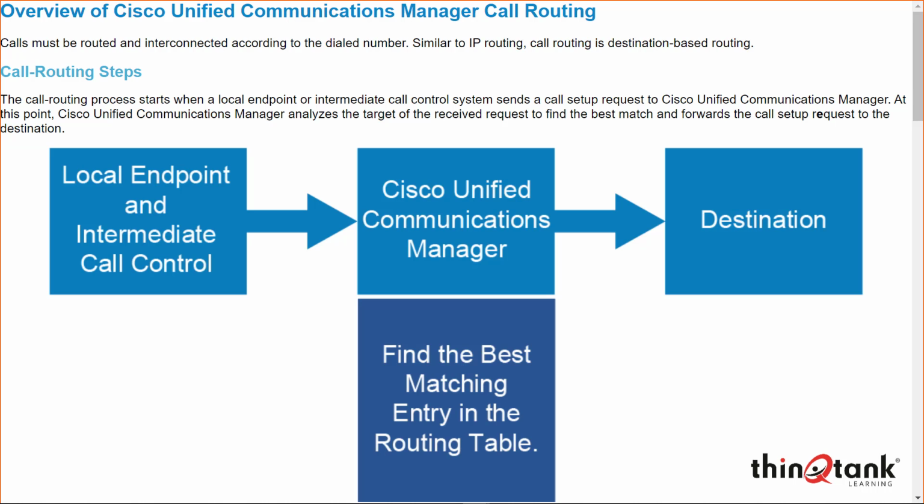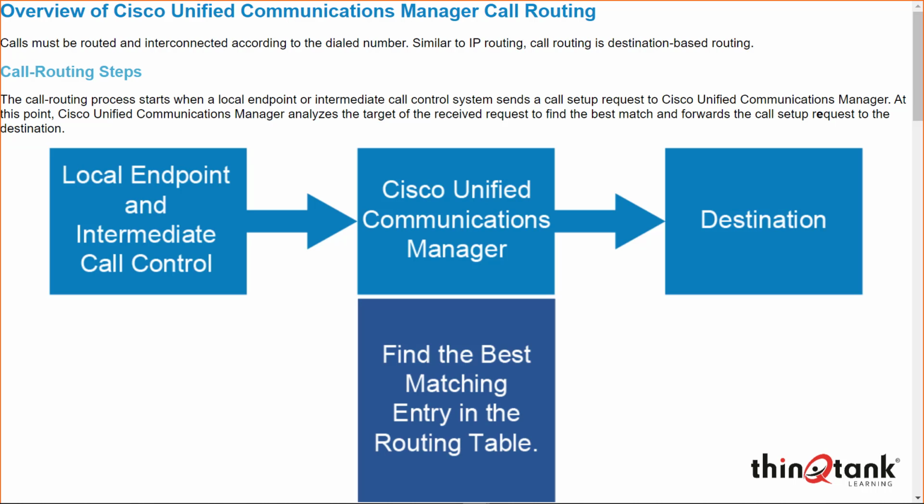But regardless of how the call is being routed, the call process is identified in this diagram right here. Call Manager receives the call setup request from the local endpoint, whether it's a Skinny endpoint or a SIP endpoint, or even a call that's being processed by another call control system, like a PSTN gateway or a different Call Manager cluster. Call Manager analyzes the target of that received request, because that's how we're going to decide how the call gets routed based on the target information. And we look at our dial plan.